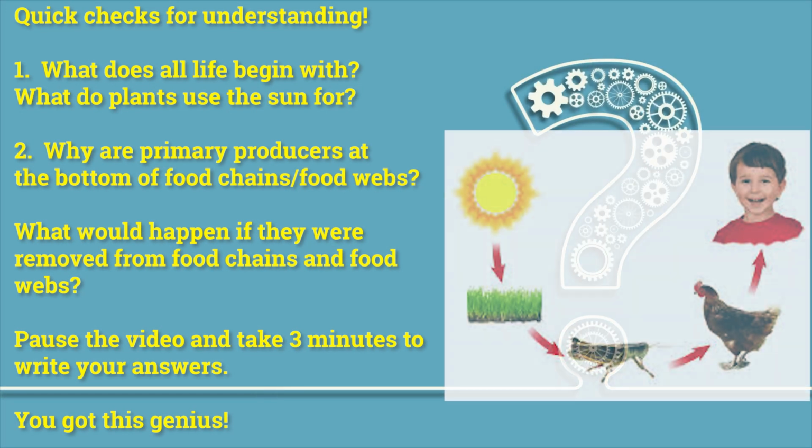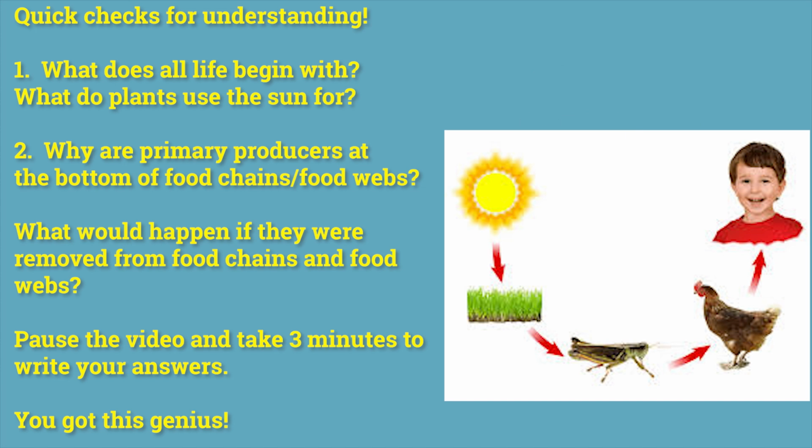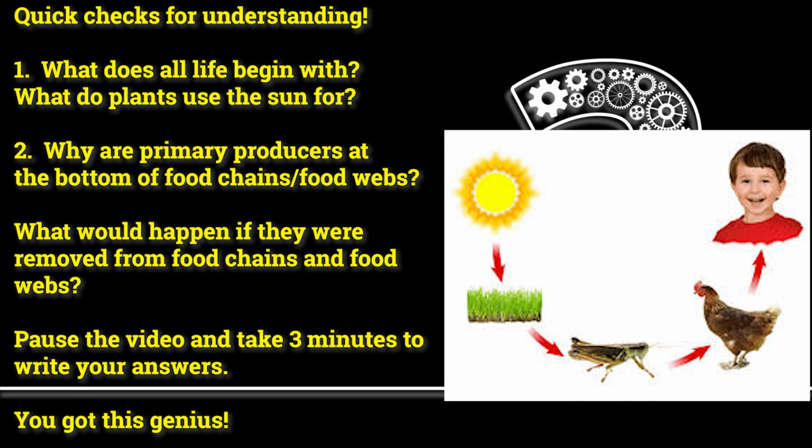Quick checks for understanding. Number 1. What does all life begin with? What do plants use the sun for? Number 2. Why are primary producers at the bottom of food chains and food webs? What would happen if they were removed from food chains and food webs? Pause the video and take 3 minutes to write your answers. You got this, genius.